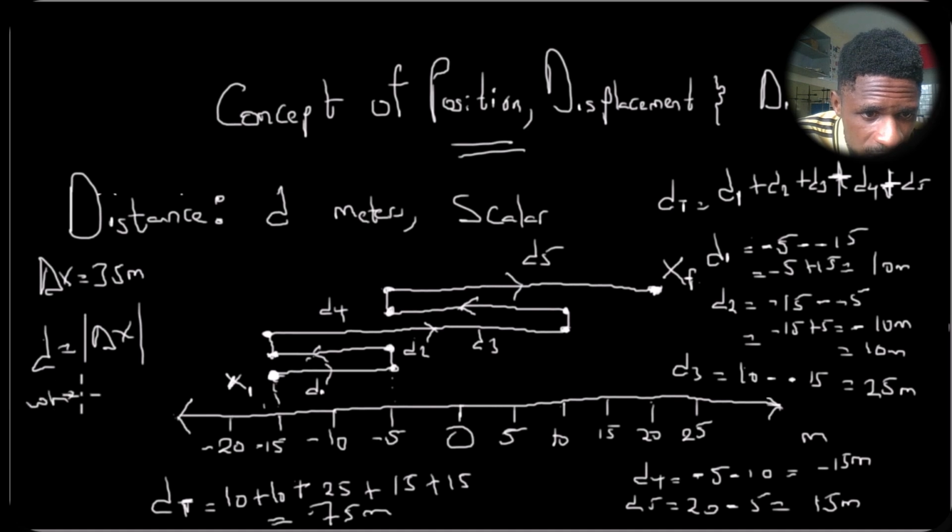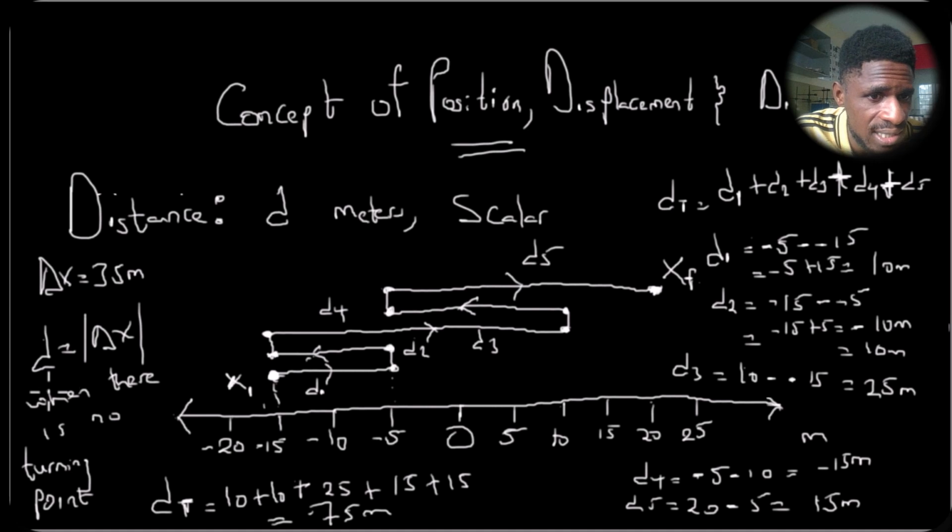when there is no turning point. Let me write my S very well, when there is no turning point. But in as much as there's a turning point, then distance can never be equal to displacement. Now, if you look at this, when we said distance is equal to displacement, I didn't just write displacement. I said the absolute value without the sign. Remember, plus 10 is different from negative 10.